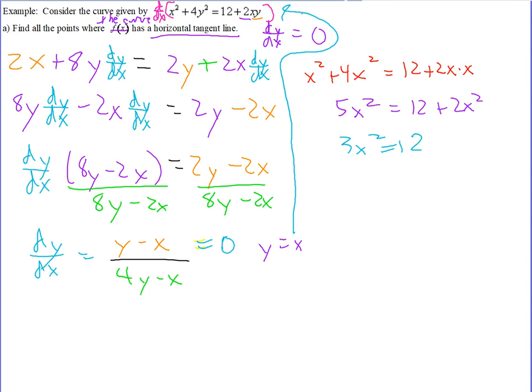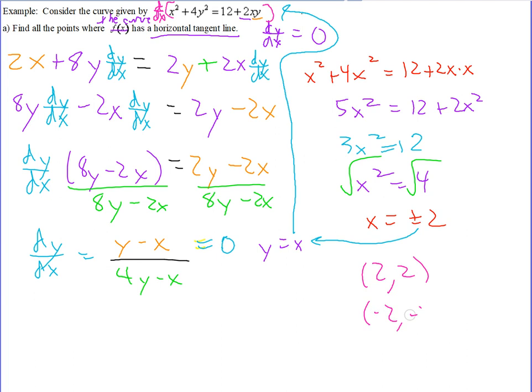Divide by 3, x squared equals 4. Take the square root of both sides, and you get x equals plus or minus 2. Since we take the root of both sides, you need the plus or minus. And then you can substitute those in one at a time here. If x equals 2, y is the same, y equals 2, so one of our points is (2, 2). And if x is negative 2, y is negative 2, so the other point would be (-2, -2). In this case, there are 2 points where we have a horizontal tangent.